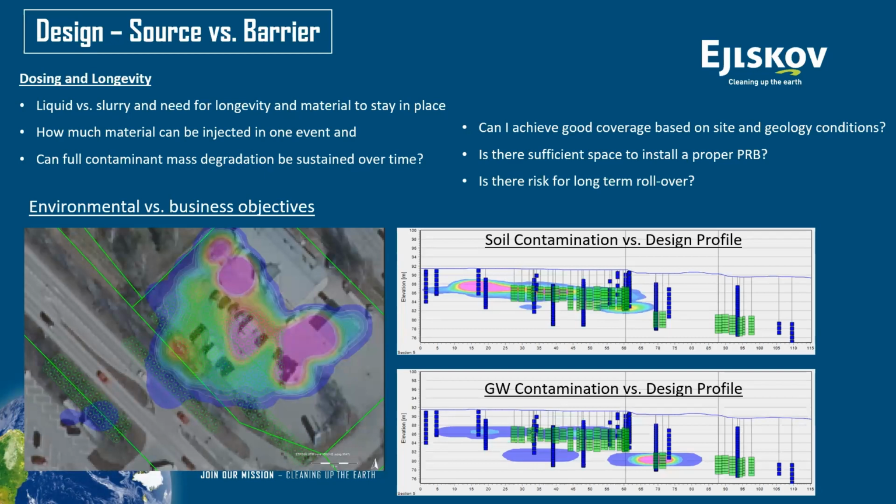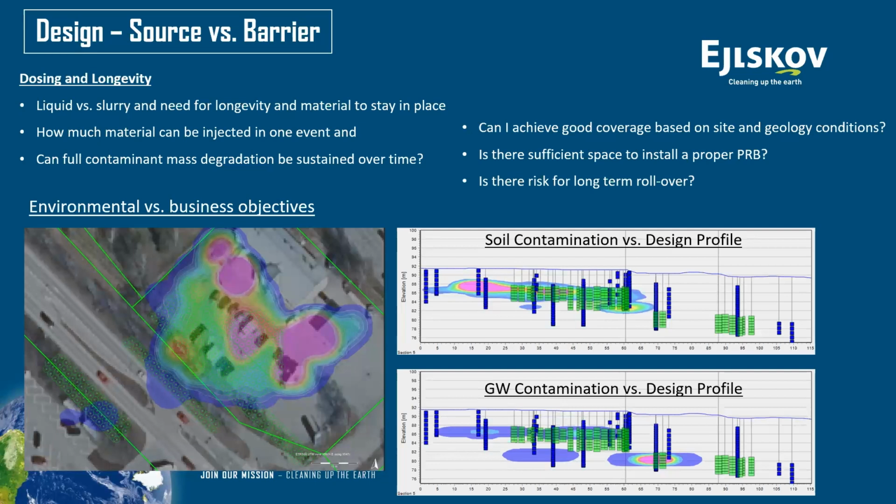How much material can you actually deploy in one event, and how does it fit with the contaminant mass distribution that we have observed and learned by doing high resolution design? Can we degrade that whole contaminant mass over time? Will there be something left over? How does it match with the overall project criteria? And then look at all the limitations that can be present at a site.